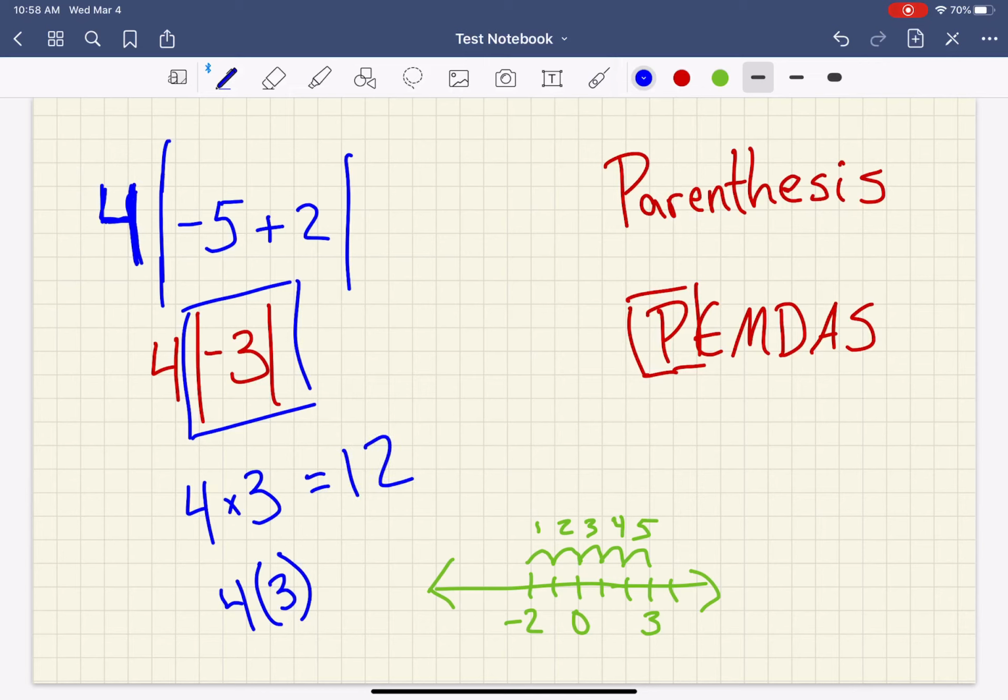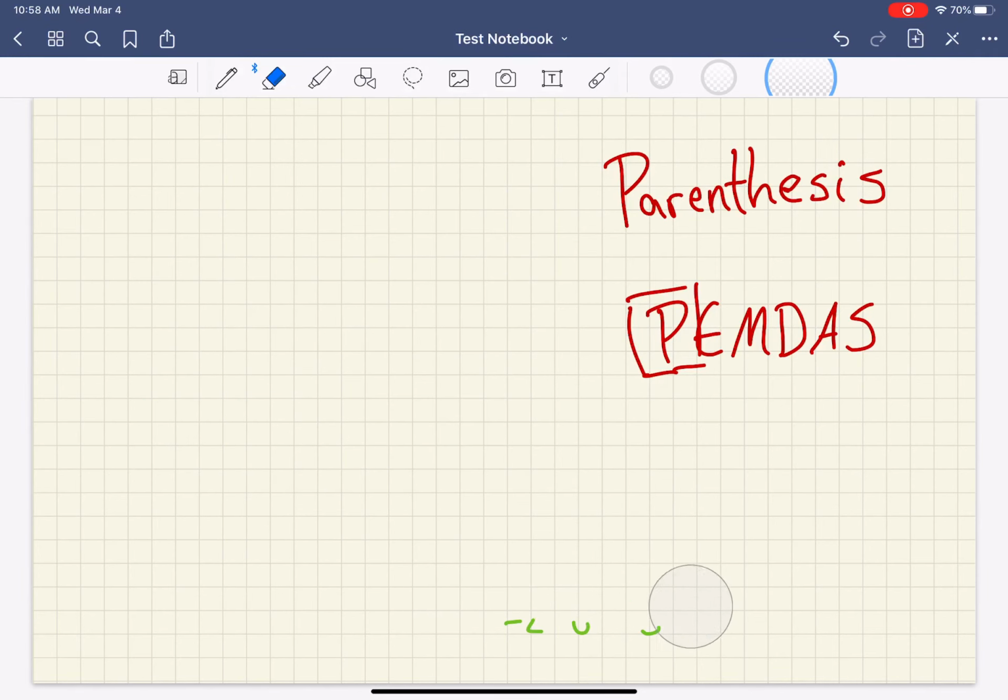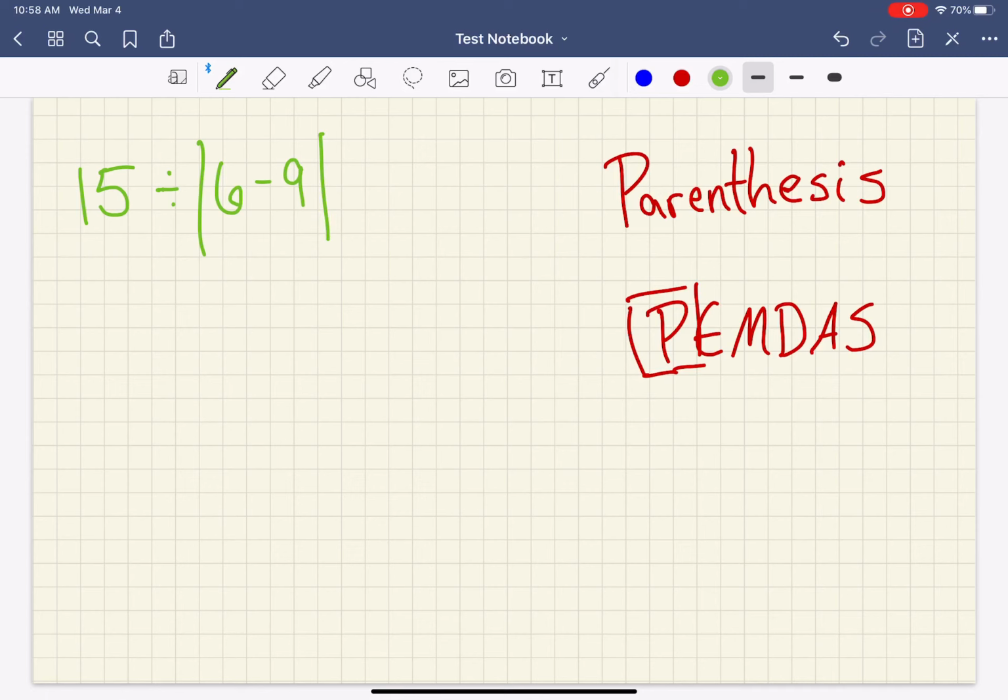So let's do another one here. All right, let's try to incorporate some division. Let's say we have something like 15 divided by the absolute value of 6 minus 9. Again, we're going to do what's in the parenthesis, or the absolute value, first. So 6 minus 9 is actually negative 3, because you can't take 9 from 6 without going negative. So that becomes negative 3.